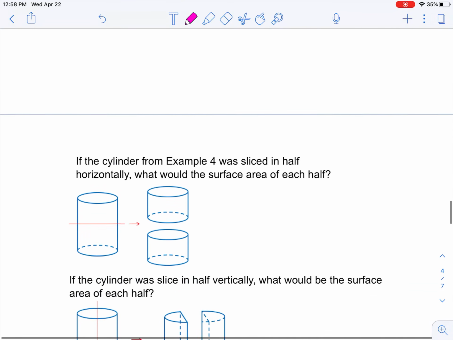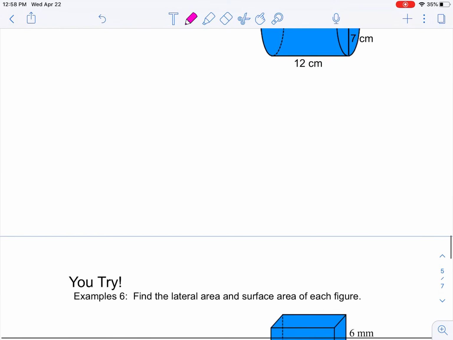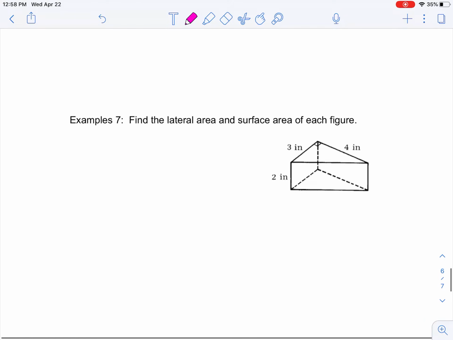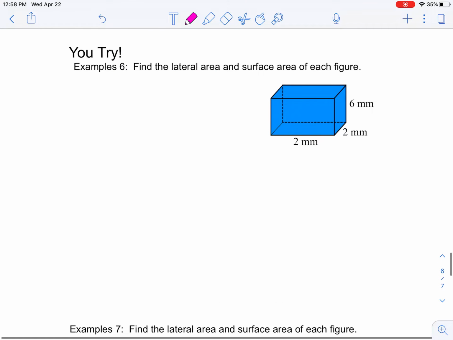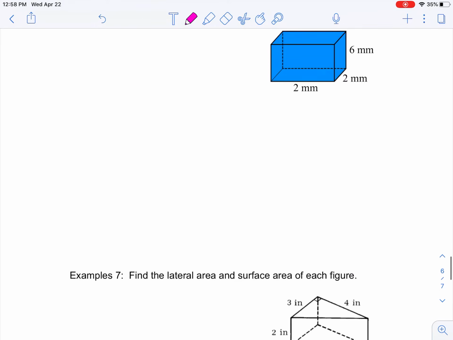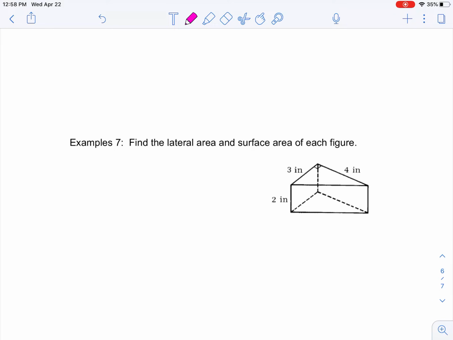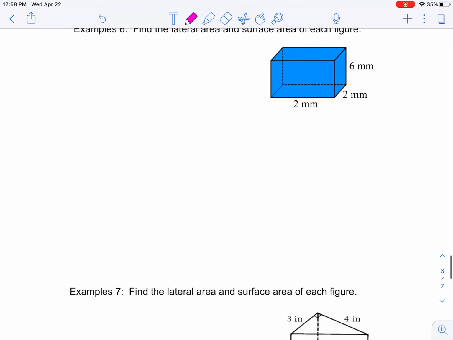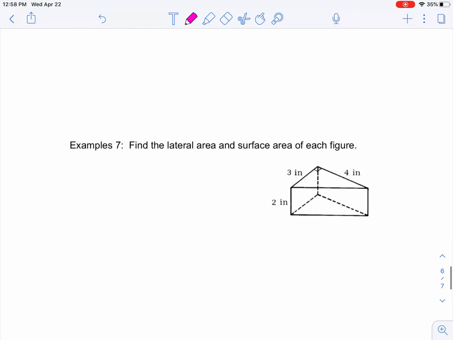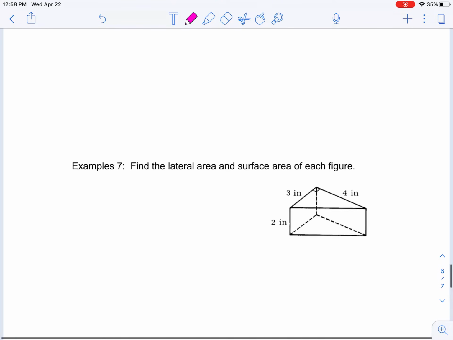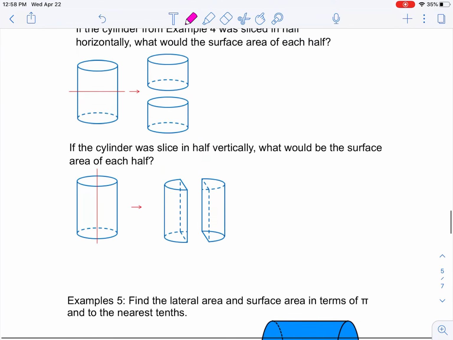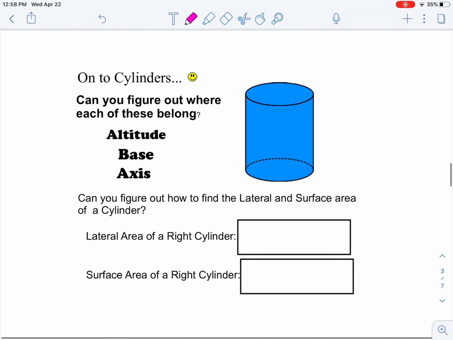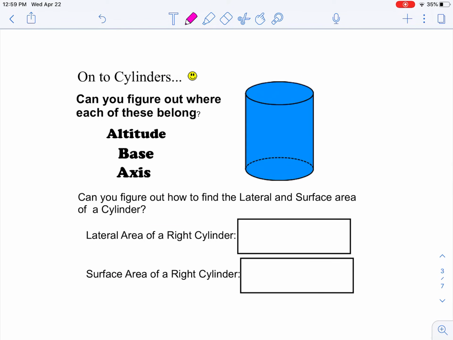All right, let's move on to cylinders. Cylinders are super easy. We're going to look at cylinders, as you can see. And then I have you try examples. I'm going to go through those really quickly. I'll do 7 first before I do 6, because if you need to see another triangular prism, it's a good one to see it with. Okay? All right, so let's go back to cylinders.